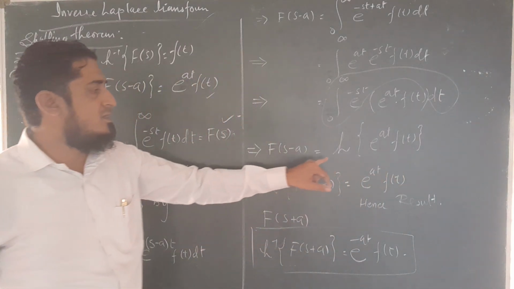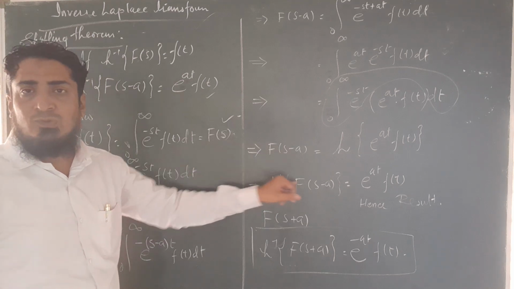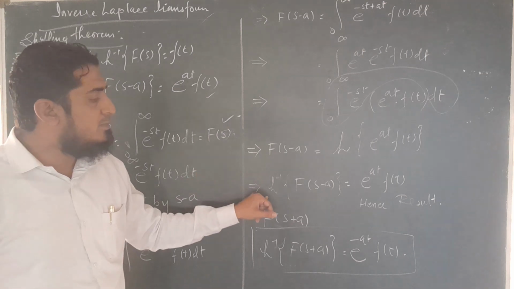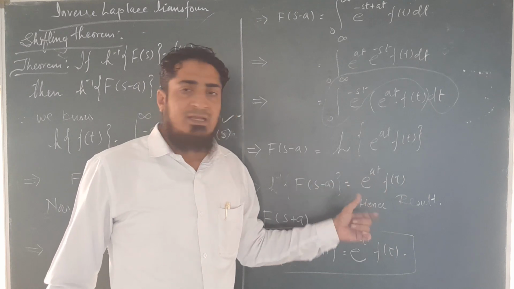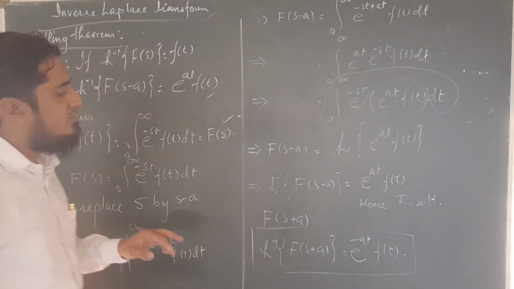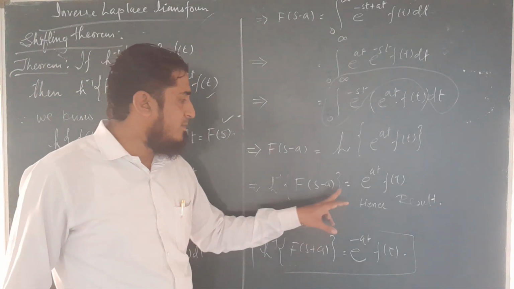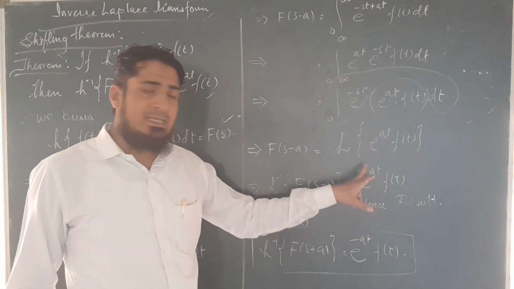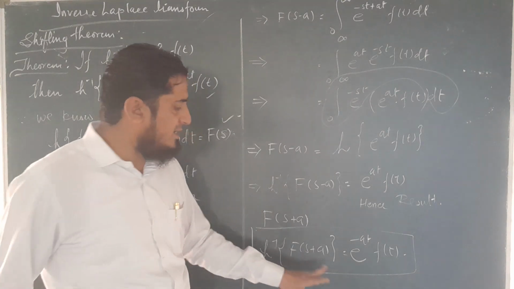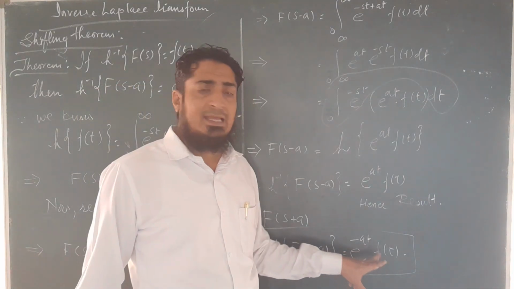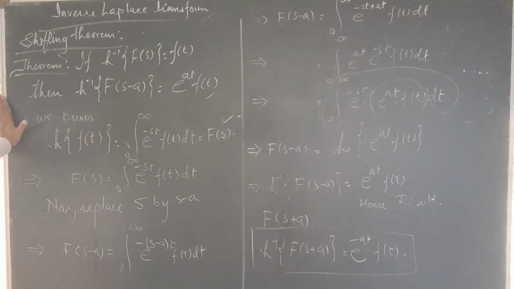Now shifting this Laplace transform to the left hand side, or applying inverse Laplace transform to both sides, we will get the inverse Laplace transform of f of s minus a is equal to e raised to at f of t. It is the result for f of s minus a, we will get e raised to plus at. Correct? Whenever we have f of s plus a, we will get with the minus sign e raised to minus at f of t. And this is the required result for the first shifting theorem.